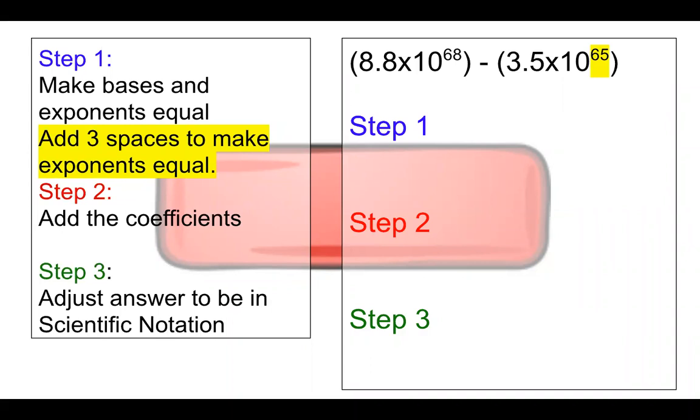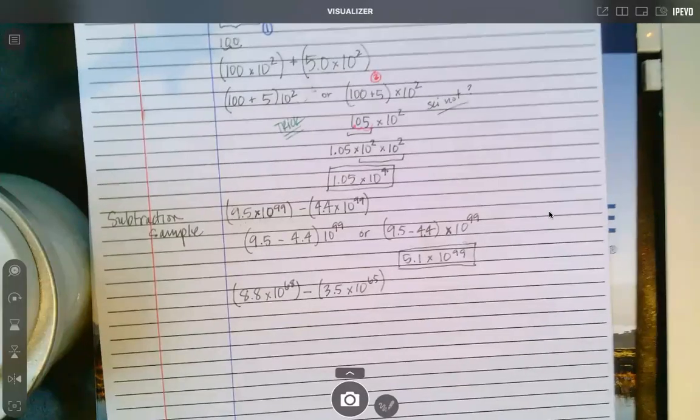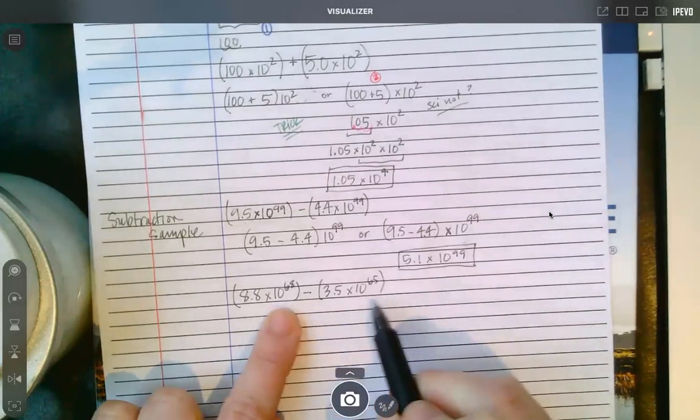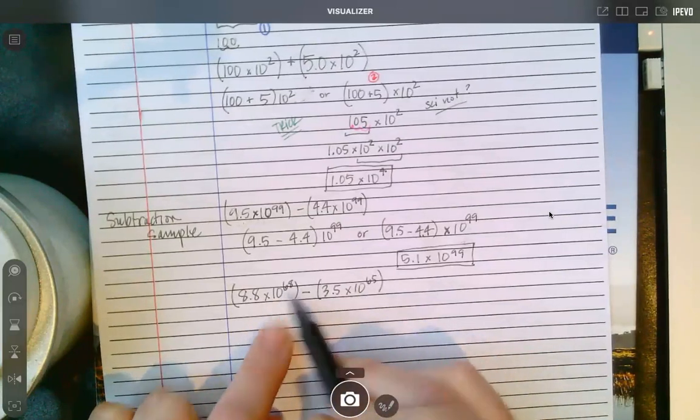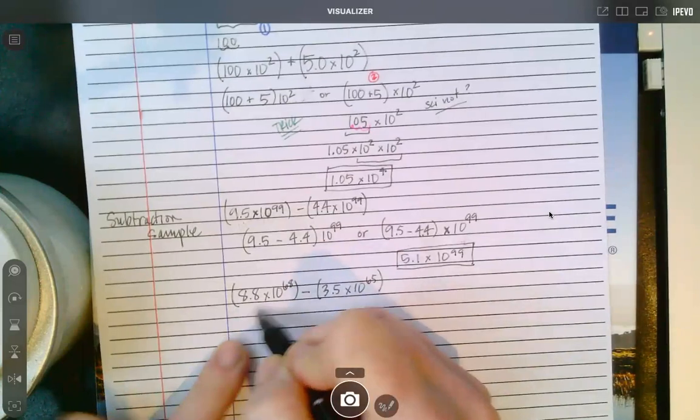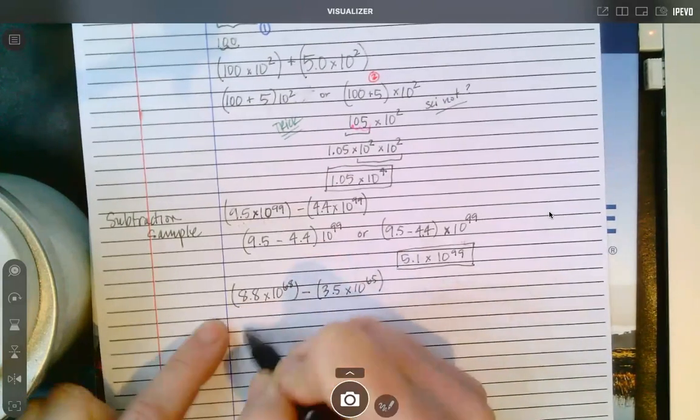We're going to do this 8.8. So I'm going to use the same paper, 8.8 times 10 to the 68th. I'm going to write it down. You go ahead and write it down on your paper. Take away 3.5 times 10 to the 65th. All right, so now I'm going to mess with this one, just because it's easier for me just to deal with this guy here.